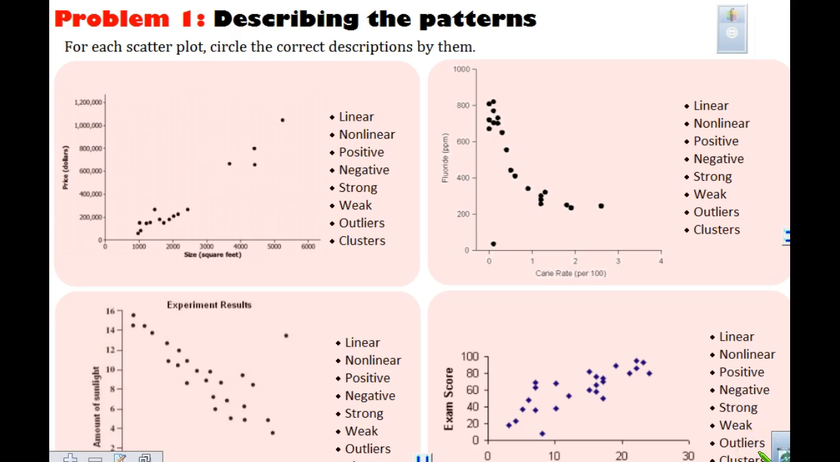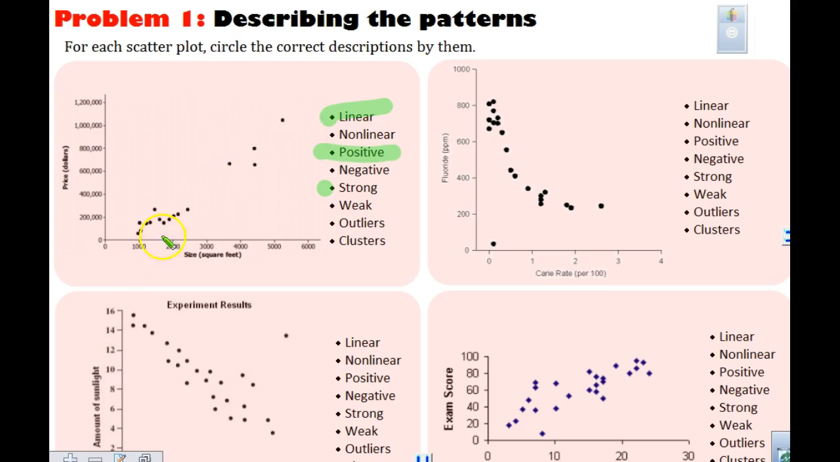So on the next page, it's page 20. You are going to be asked, for each scatter plot, to circle the correct description for it. If we were going to start off, and I'm just going to highlight mine, would you say this looks linear or nonlinear? It can't be both linear and nonlinear. You're going to have to choose one. Positive or negative? Positive. Strong or weak?